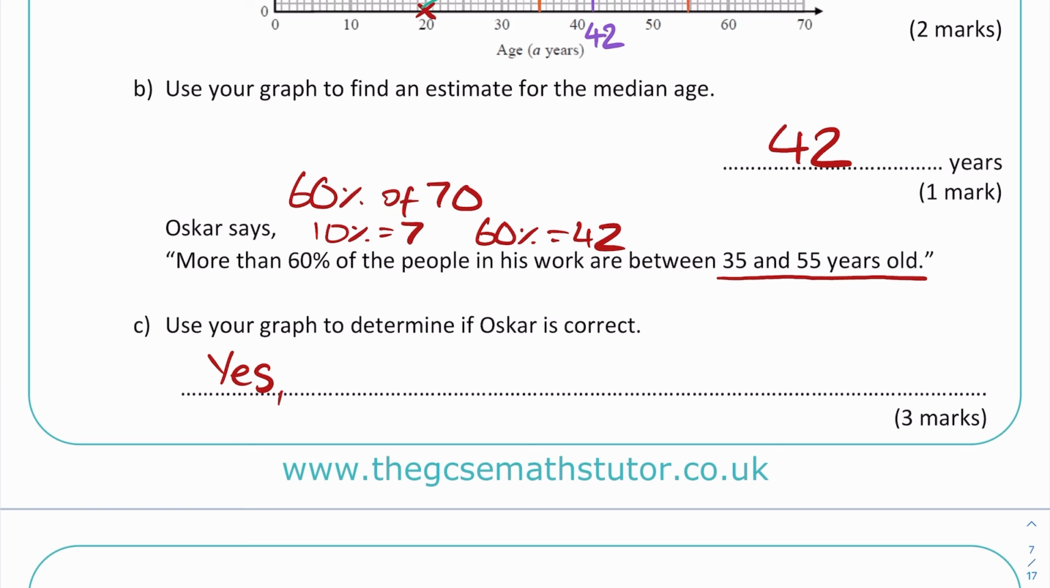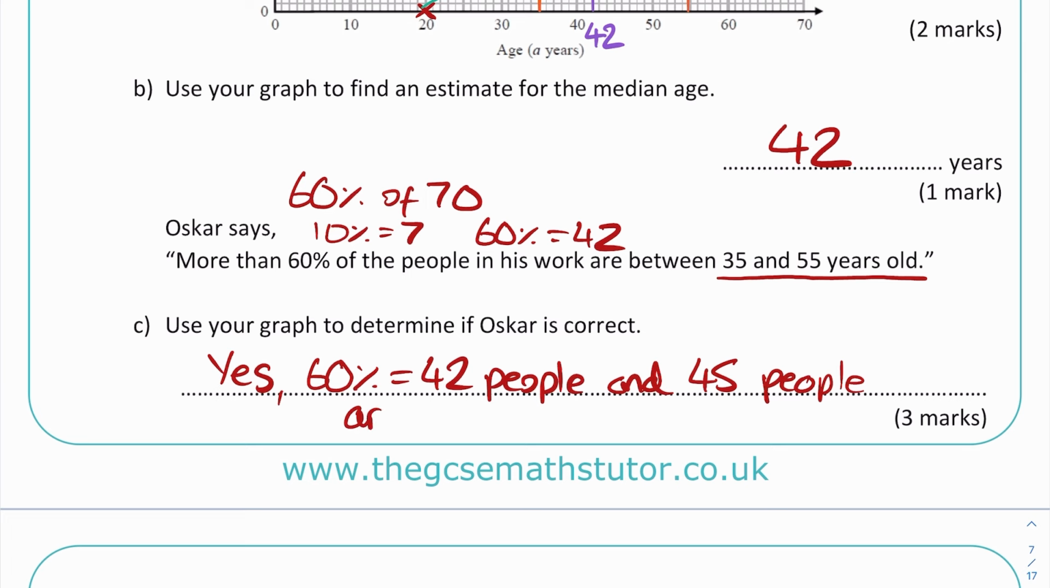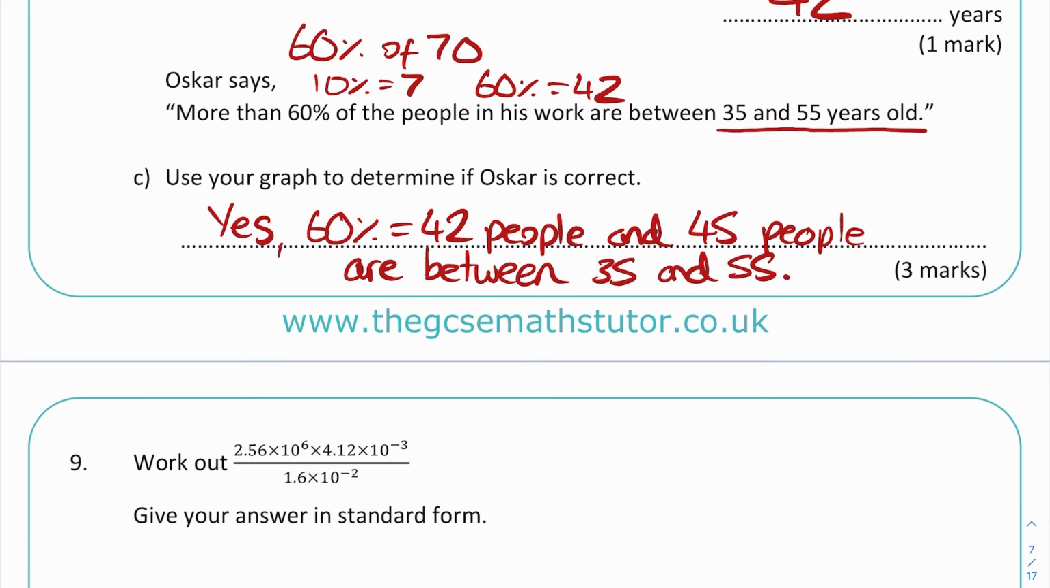Okay, use your graph to determine if Oscar is correct. We say yes, he is. 60% equals 42 people, and 45 people are between 35 and 55. There we go. So there's our final answer for that part.